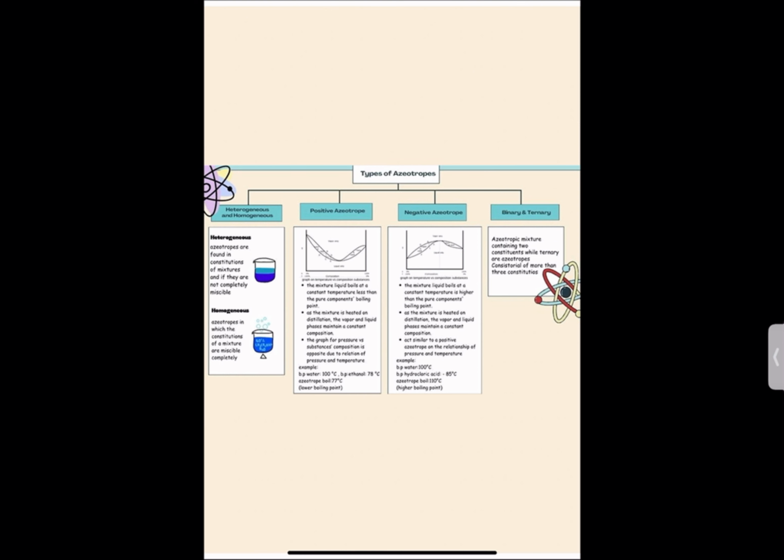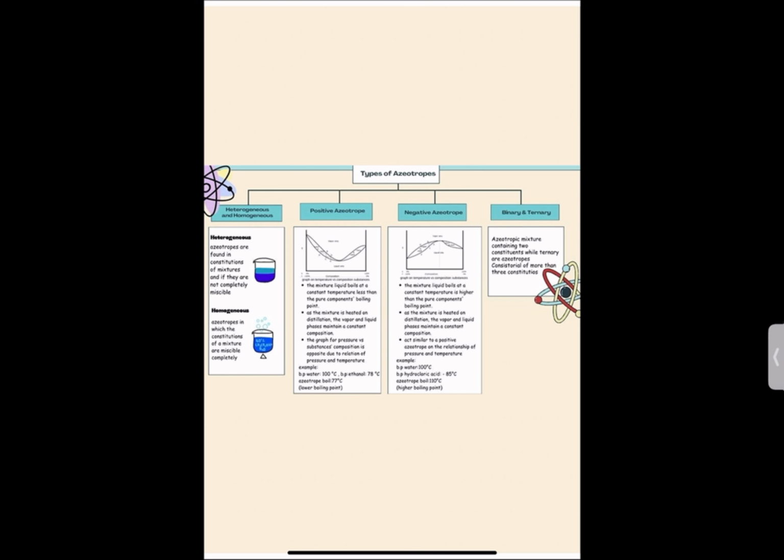The third type is negative azeotrope. Actually, a negative azeotrope is similar to a positive azeotrope, as the vapor and liquid phases maintain a constant composition during the heating process. The highlight is that a negative azeotrope occurs when the mixture solution boils at a higher temperature compared to the boiling point of the pure substance.